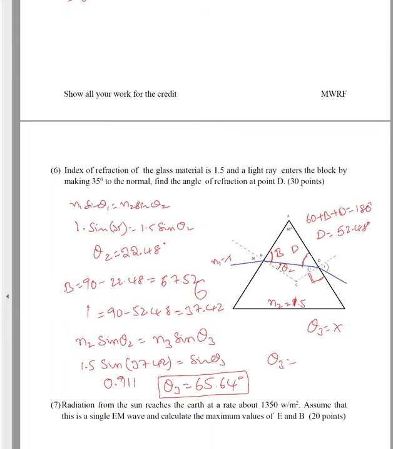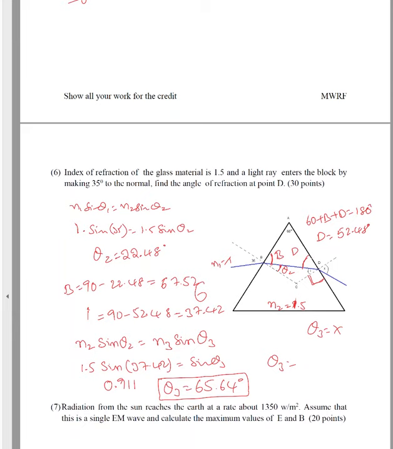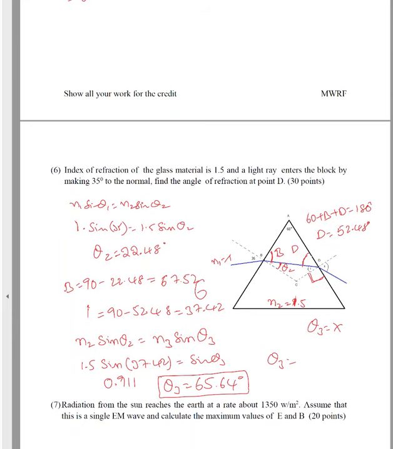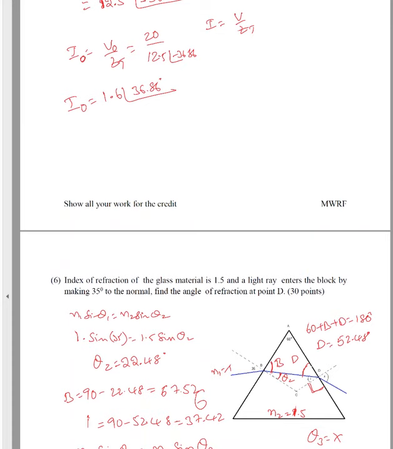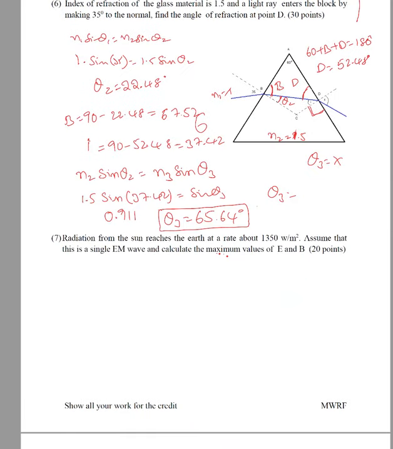Now here is the last example in this chapter. I think I need to move this screen. So in this example, radiation from the sun reaches the earth at the rate of about 1350 watt per meter square. I believe I clearly mentioned this. This is the pointing vector. S value is given 1350.